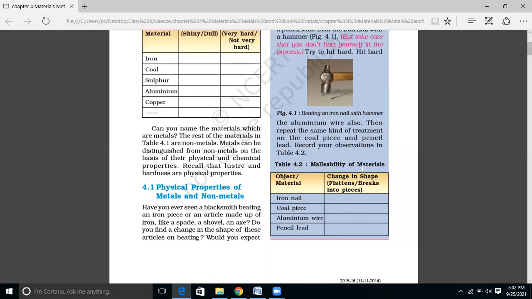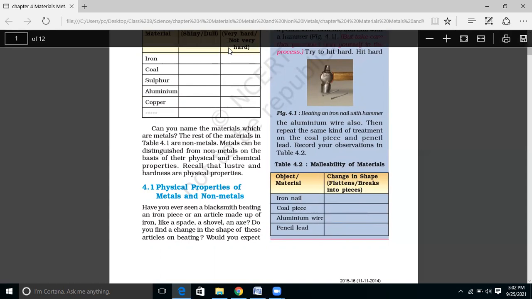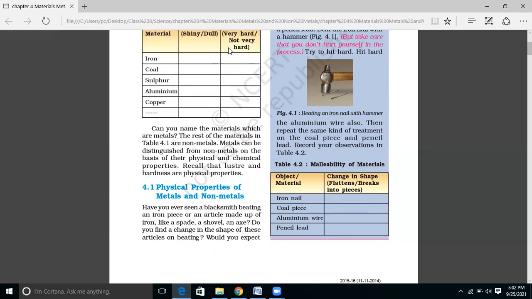So the table is of malleability of materials. So in case of iron nail is a metal and we know we are able to flatten it. So we can write flattens. Then in case of the coal piece, it will break. Aluminium wire, in case we flatten it, it will become flat in case we press it. Then the pencil lead will definitely break.